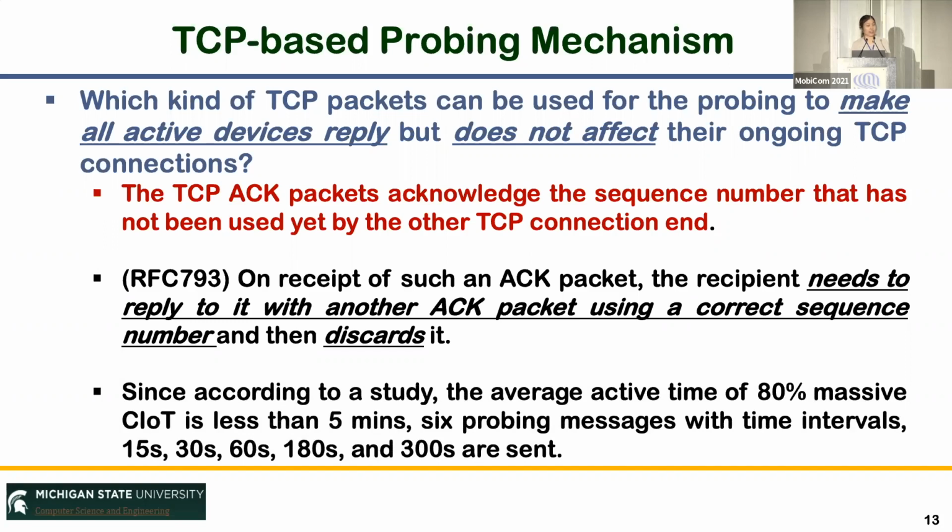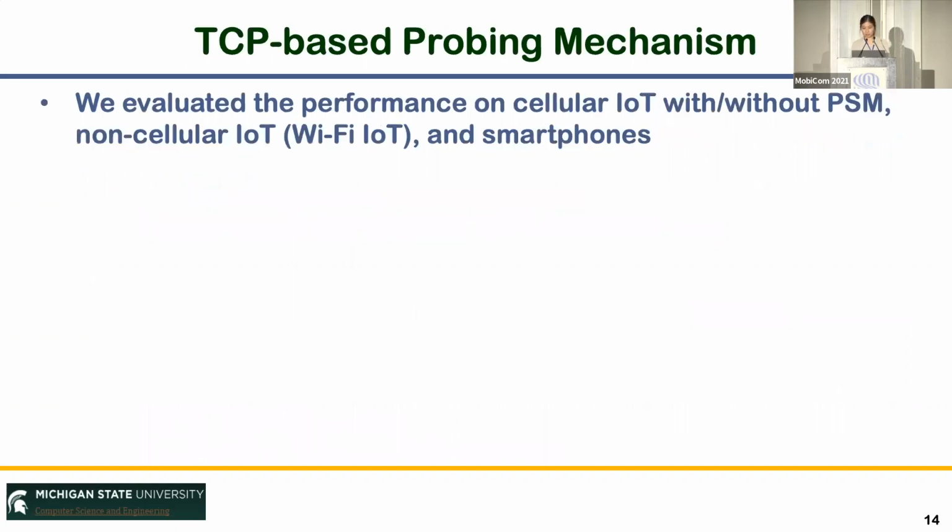So it does not affect the state of the ongoing TCP connections. Then how to make sure that at least one probe can be processed while the device is sleeping for a PSM-enabled cellular IoT device? According to a study, most device vendors restrict the active times for a longer battery life. So 80% of massive cellular IoT devices have average active times less than 5 minutes. Therefore, the prober can send 6 probing messages with 5 different intervals to the connection source IP.